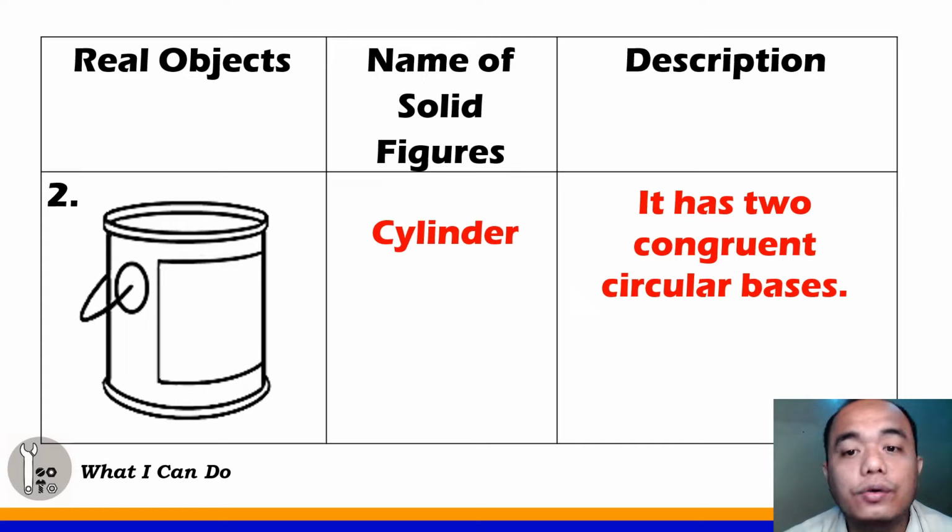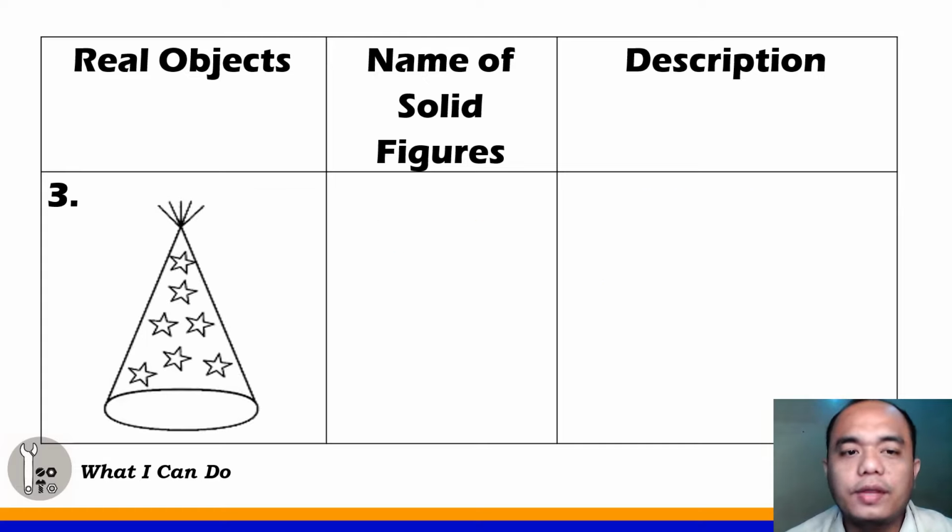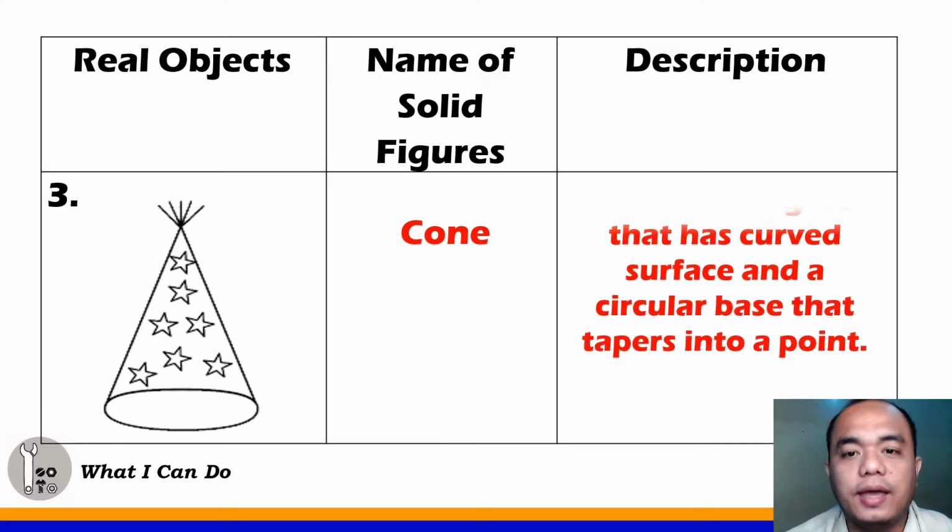Cylinder has 2 congruent circular bases. Number 3, a party hat. What kind of solid figure is that? Correct, a cone. And how to describe cone? Yes, it is a solid figure that has curved surface and a circular base that tapers into a point.